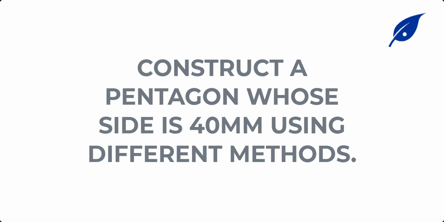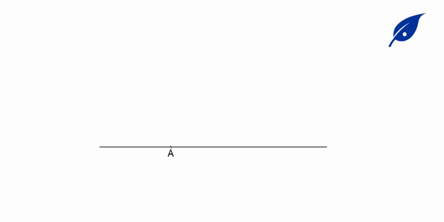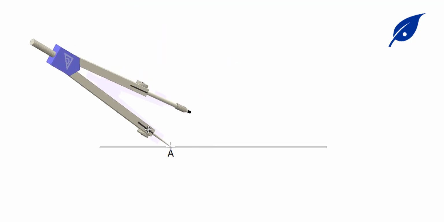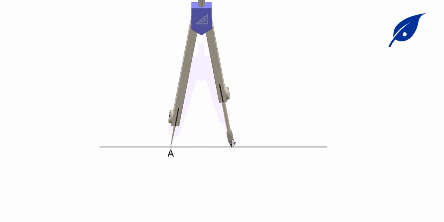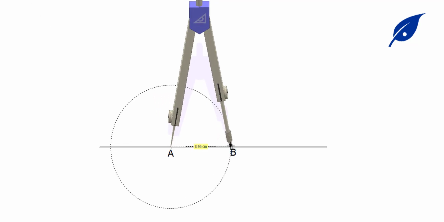We're going to construct a pentagon whose side is 40 mm using 4 different methods. Method 1. In this method, we draw a line AB. The length is 40 mm. We set a compass radius AB to mark the point B.